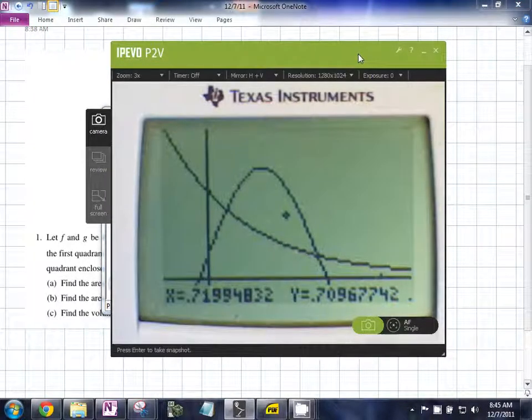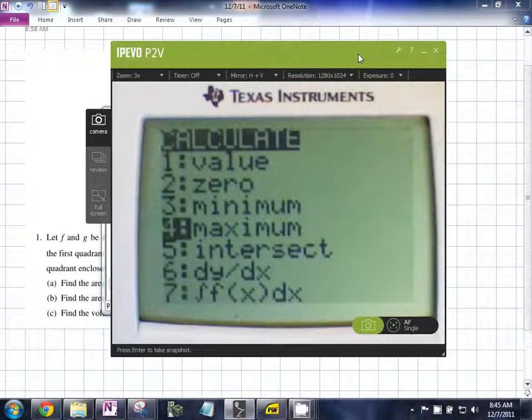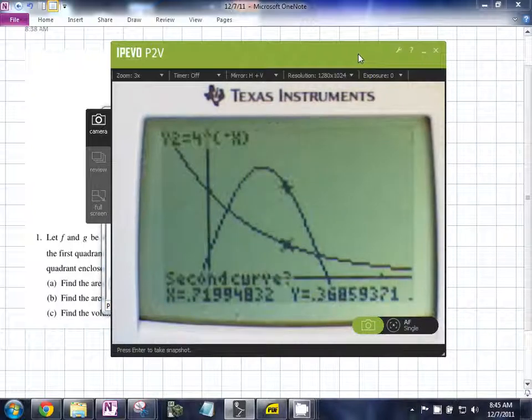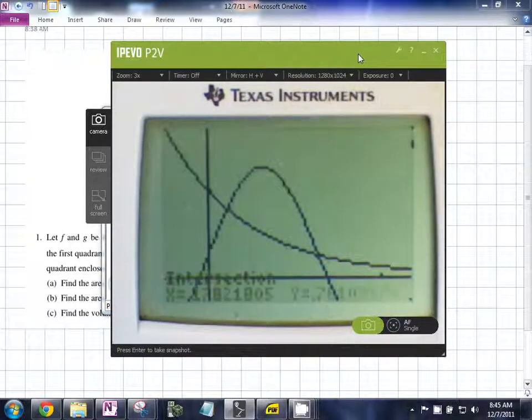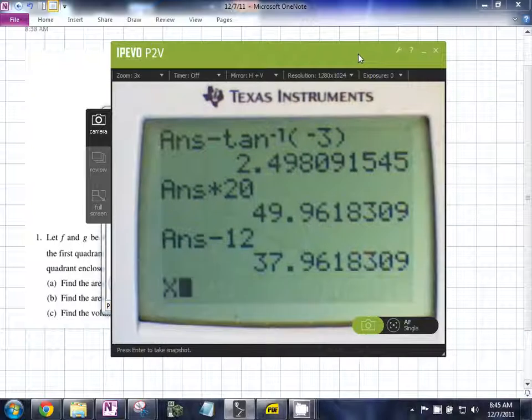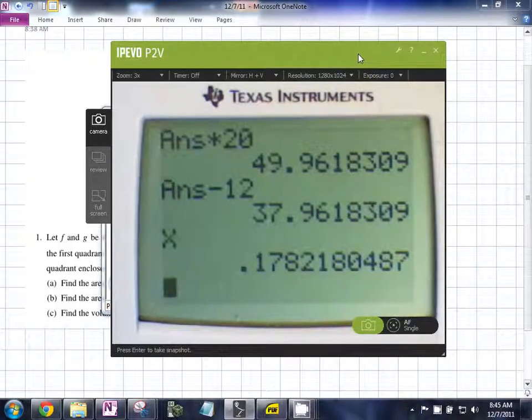So second calc, intersect. First curve, second curve, and then it asks you for the guess. So let's guess right over here. And there it is. X is equal to 0.17. What you should do at this point, if you go back to the main screen and hit X, it's stored already as X. But why is it dangerous to keep things stored as X?